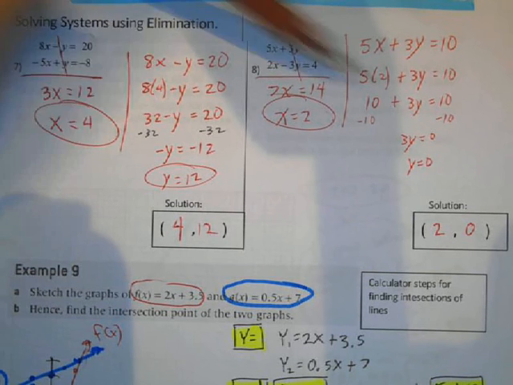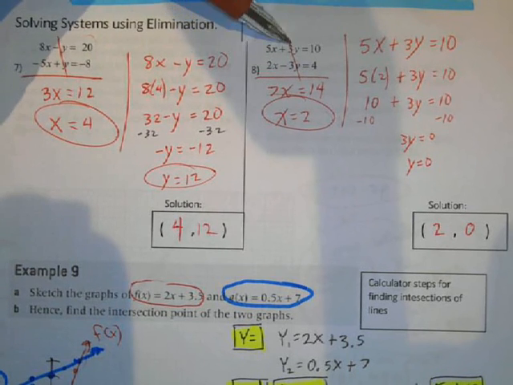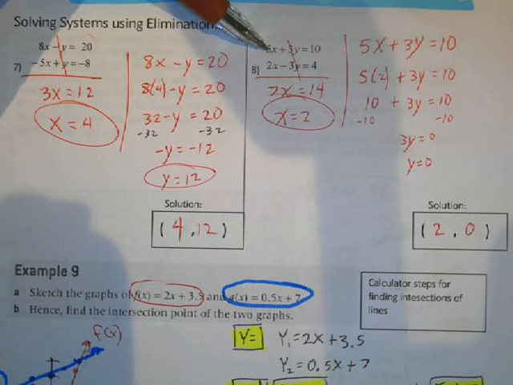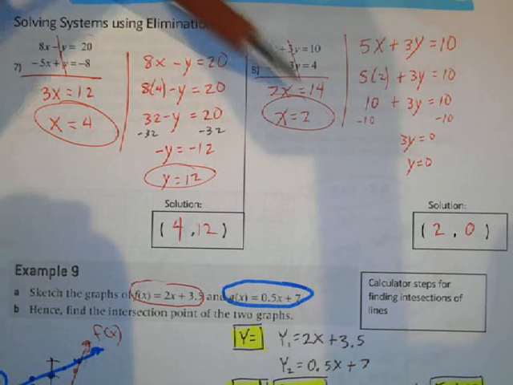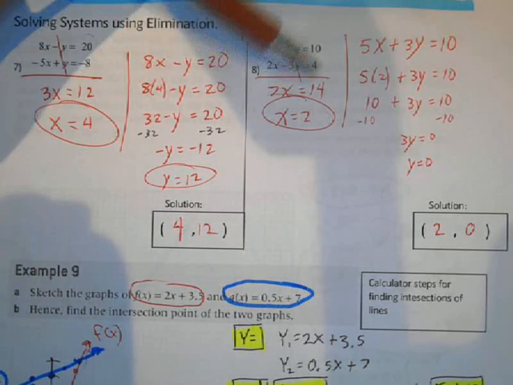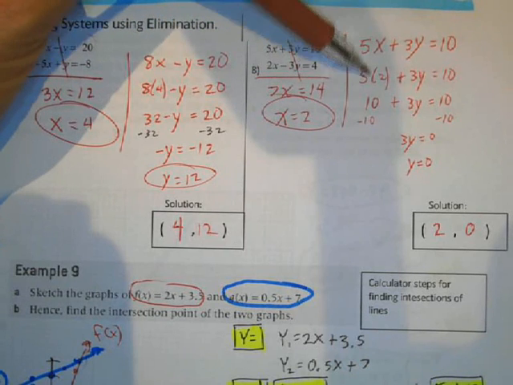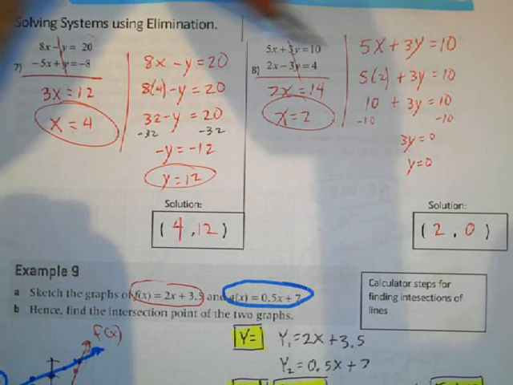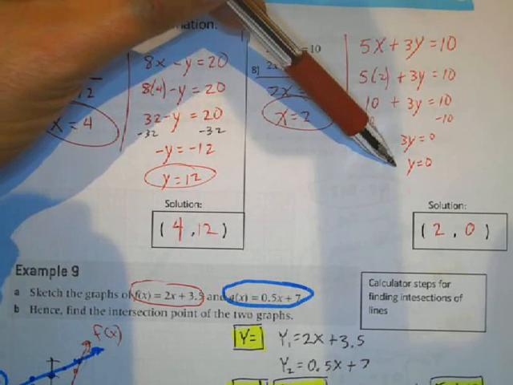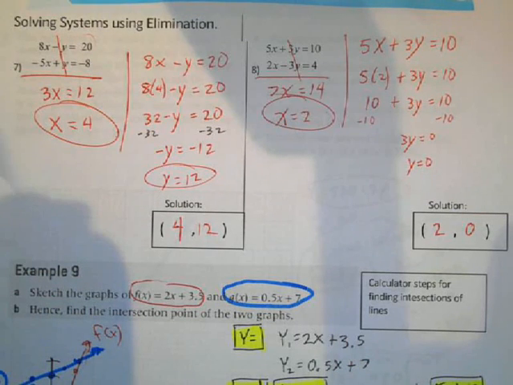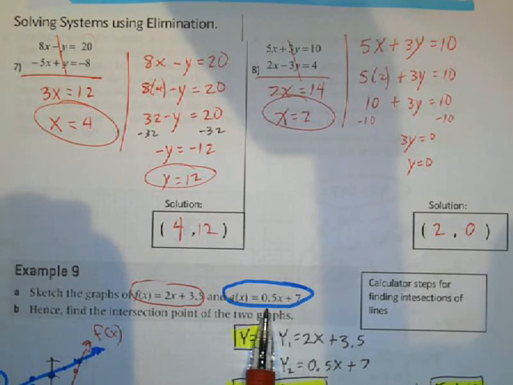Here's another example. I just add the columns together. 5x plus 2x gives me 7x. 3y minus 3y, it goes away, and 10 plus 4 is 14. Okay, once I've got 2, then I can plug a 2 into x. This is the equation that was right here, and then I solve for y and I get 0. Okay, so in the previous example on the first page, we were trying to find the intersection of these, and I'm going to show you how to use the calculator to do this.